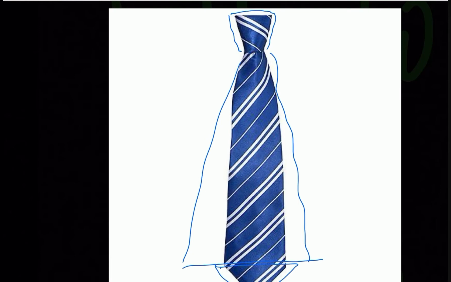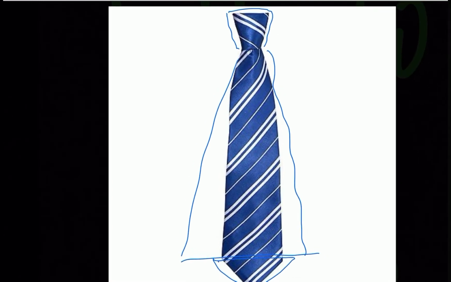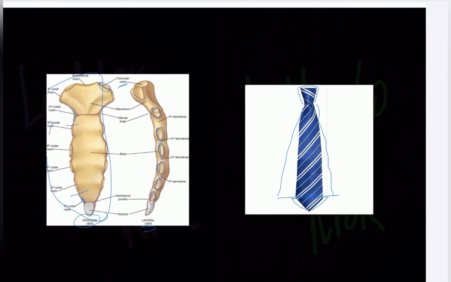So whenever you wear a tie, now remember how a sternum is there. Understood? So this was just for the example purpose so that you can remember. Where does your tie lie? Right in front of your sternum. So never forget where your sternum is present, right in front of your chest.